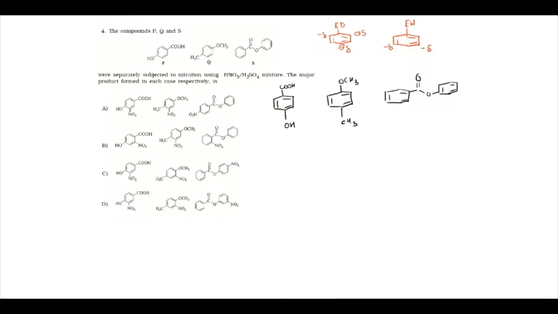Now we have to check our substrate. If you look at P, it has an OH group, which is an electron donor, and it also has an electron withdrawer here as a carboxylic acid group.